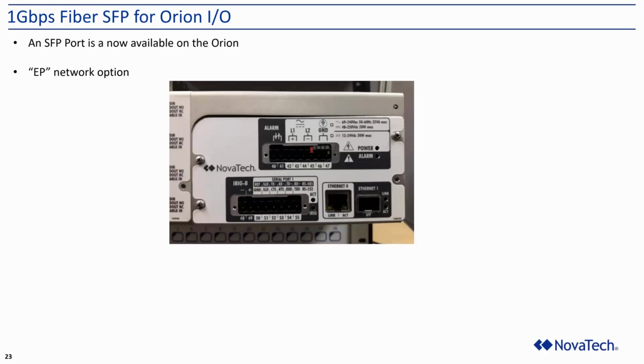One of the options currently available on the Orion I/O is the EP network option. Basically, that is 1 copper Ethernet port, and then 1 gig SFP port.